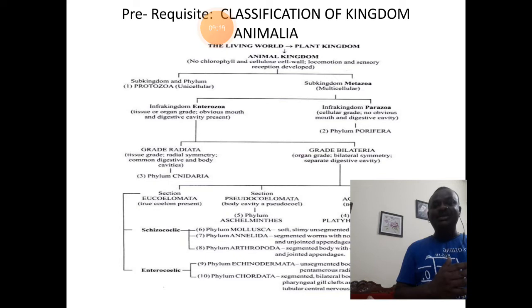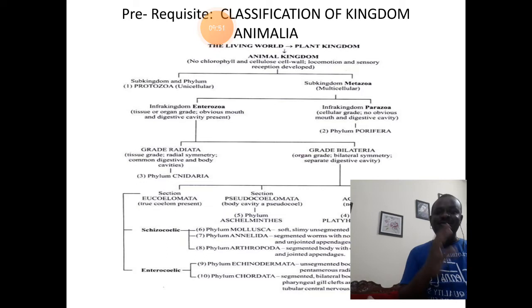Then we have the second group of organisms called subkingdom Metazoa. It includes all multicellular organisms. So animals other than protozoans fall under the category called subkingdom Metazoa. These metazoans, their body is made up of many cells. So they have a multicellular body.